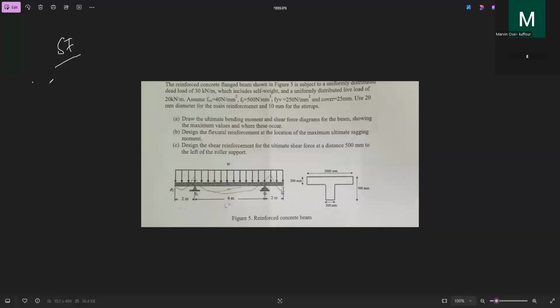Okay, so the maximum shear force we had was 222 kilonewtons. With 222 kilonewtons, we are asked to design for the shear. The first thing that we need to do is to calculate our shear stress.